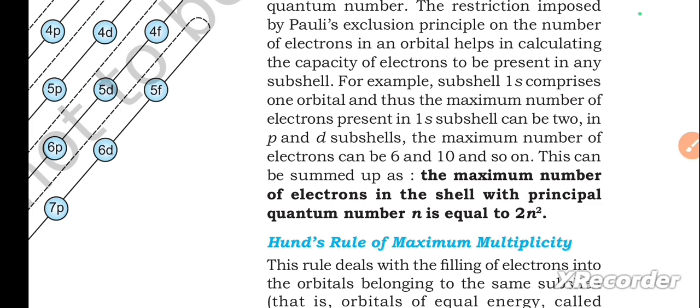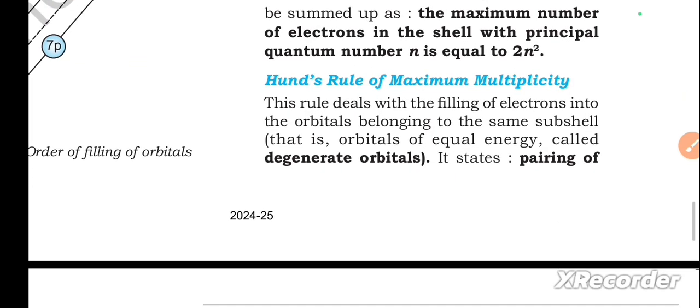In p and d subshells, the maximum number of electrons can be 6 and 10 and so on. This can be summed up as: the maximum number of electrons in the shell with principal quantum number n is equal to 2n². Next is Hund's rule of maximum multiplicity.